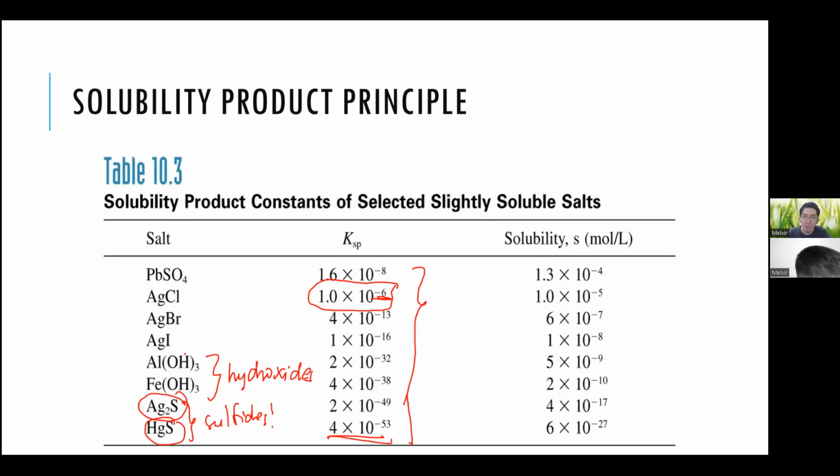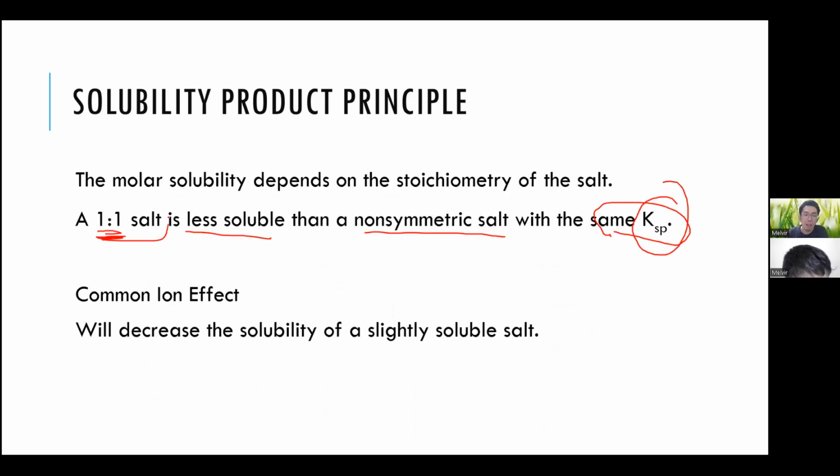Walang aluminum sulfide. Calcium hydroxide. Ayun. Yung calcium hydroxide ko, Josh, ay 7.9 times 10 to the negative 6. Ilang atoms or ilang groups ang meron sa calcium hydroxide, Josh? 1, 2, 3. 3, correct, no? So, 2 hydroxides, then 1 calcium. Calcium sulfide, on the other hand, that's 1:1. 1 calcium and 1 sulfur atom. 8 times 10 to the negative 6. Slightly higher, no? So, yun yung sinasabi ng rule na to. A 1:1 salt is less soluble kumpara dun sa non-symmetric salt.